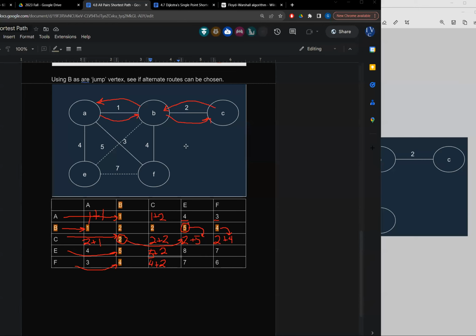All right, so let me draw the rest of the paths. All right, so we're looking at alternate paths. So we had C to B to F for 6, and C to B for 7, and we have our loopback. So there's a loopback, 2 plus 5, or 2 plus 4, and our 2 plus 1. Okay.